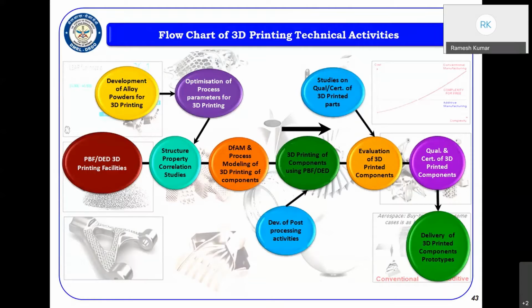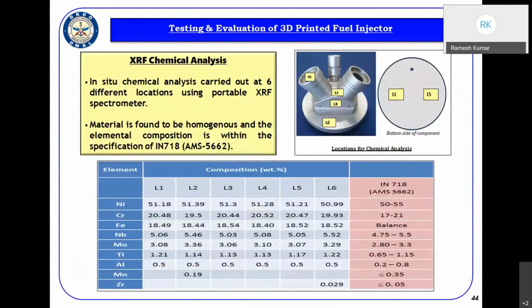Especially for this 3D printed component, we made the chemical analysis at 6 different locations using the portable XRF spectrometry facility in DMRL. We have full-fledged facilities for any type of microstructural and mechanical characterization in DMRL. We found that the material is very homogeneous and the elemental composition is in line with the standard AMS 5662 for Inconel 718 material, as shown in this table for all regions. That has given us very good satisfaction that the material is very homogeneous after 3D printing.